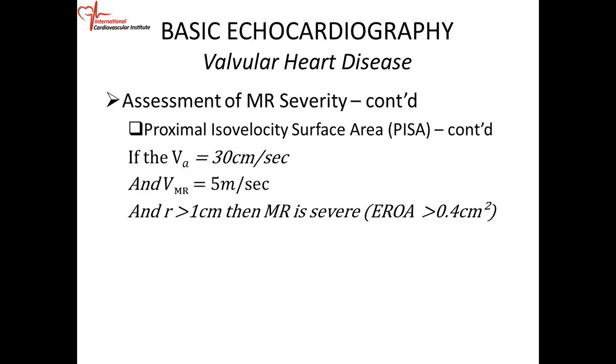If the EROA is less than 0.2 centimeters squared, then the mitral regurgitation is mild. So a larger area suggests worse mitral regurgitation. A smaller area suggests less, or a small, mitral regurgitation.